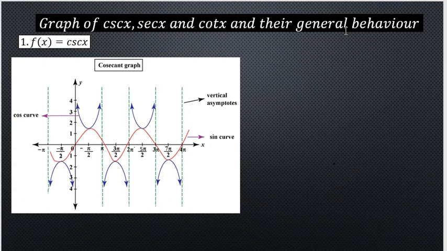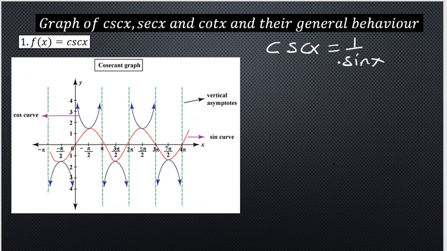Hello and welcome everyone. Here we are to see some graphs of trigonometric functions, especially the reciprocal functions. We will start with cosecant. Cosec x, or the cosecant function, is the same as 1 over sin x.